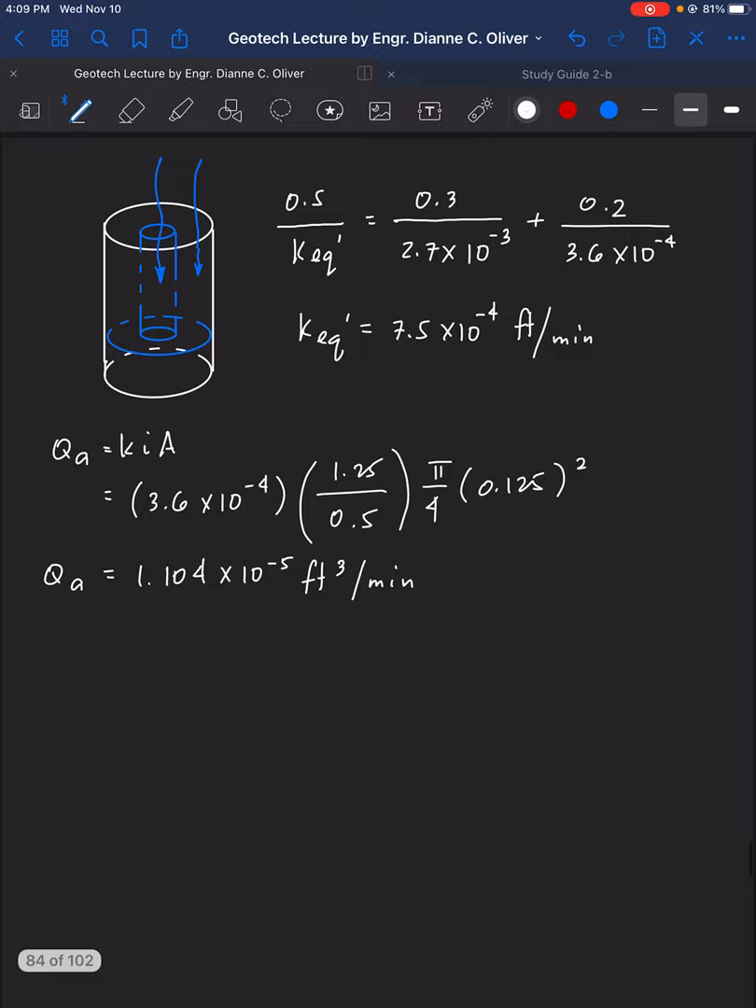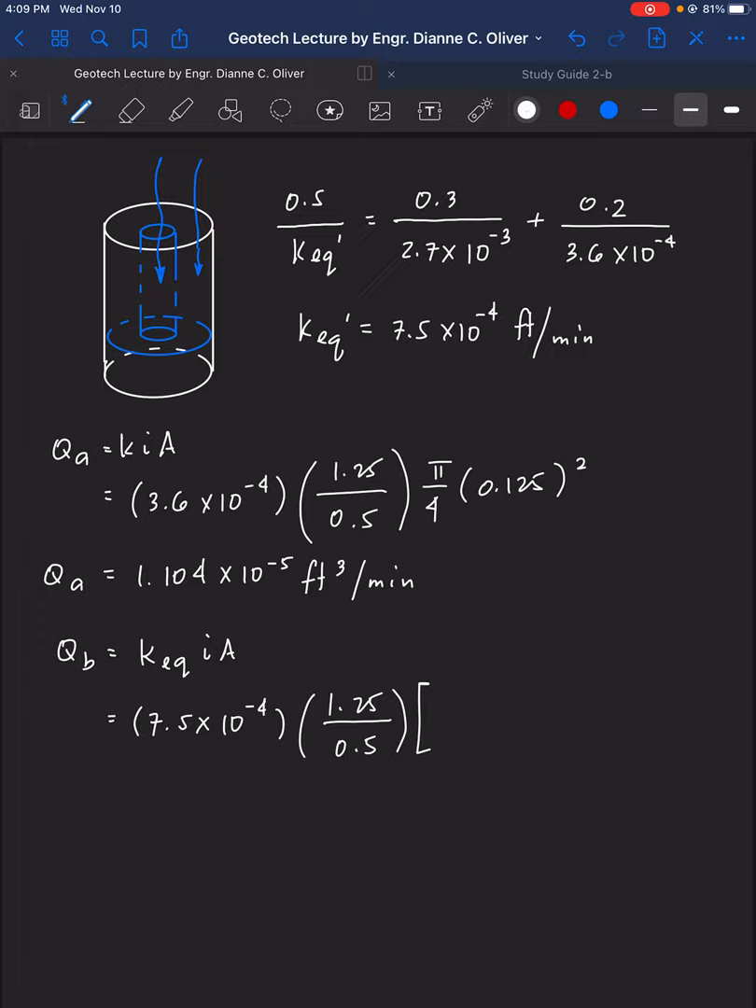Now let's go to Q sub B. This time, what we're going to use is K equivalent IA. The K equivalent that we computed a while ago is 7.5 times 10 raised to negative 4. The I, or the hydraulic gradient, is 1.25 over 0.5. Then, check this one out. The area that we're going to use is area of ring. Okay, so hollow in the middle. So we have there pi over 4 times the outside diameter squared.